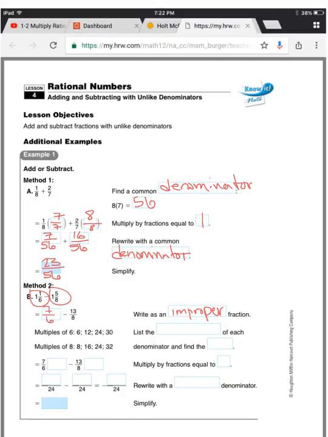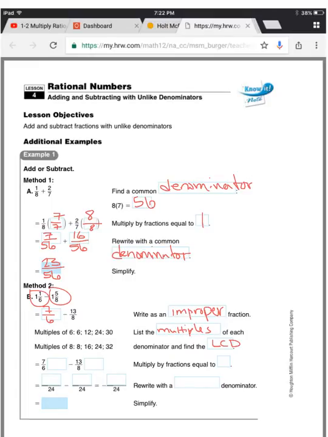And then the second one, they got 13 over 8 because they did 1 times 8 is 8, plus 5 is 13 over 8. Now we're going to list the multiples. This is a second way to find the common denominator of each denominator and find the LCD. That means least common denominator. So 6. You start with the actual number, 6, and then add that number to itself. So 6 plus 6 is 12. 12 plus 6 is 18.